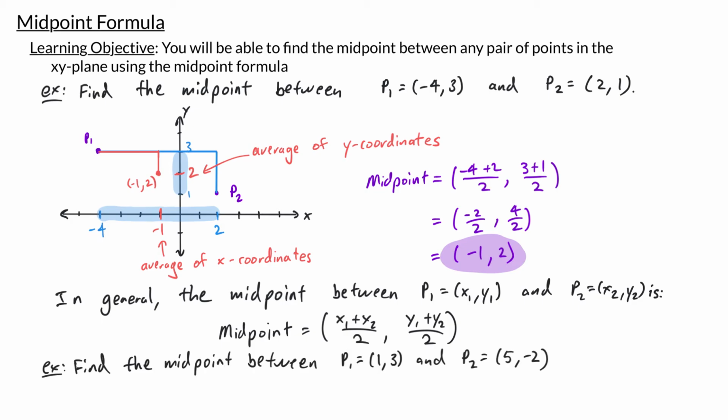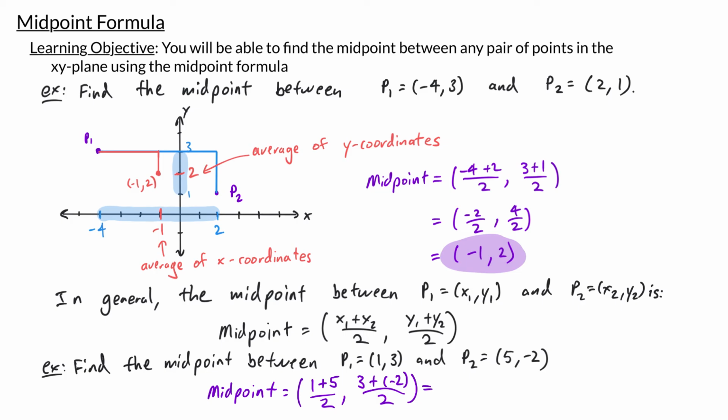In this example, we want to find the midpoint between P1, which has coordinates 1, 3, and P2, which has coordinates 5, -2. Using our formula, the midpoint is equal to (x1 + x2) divided by 2. x1 and x2 are the x-coordinates of the two points, so that's (1 + 5) divided by 2. And then (y1 + y2) divided by 2. So y1 and y2, those are the y-coordinates of our points. So that's going to be (3 + -2) divided by 2.